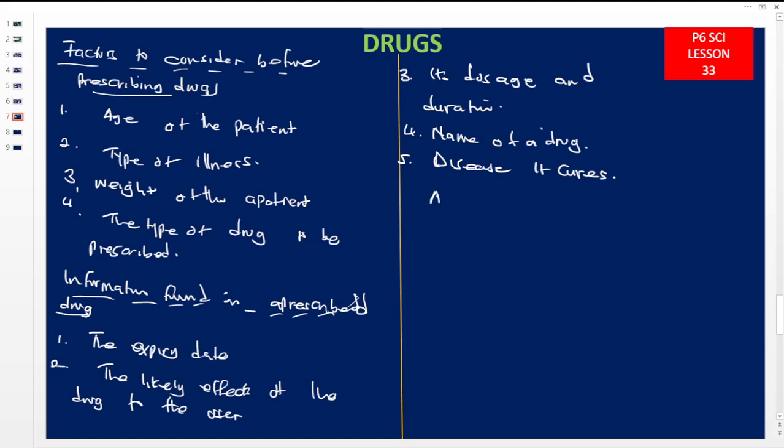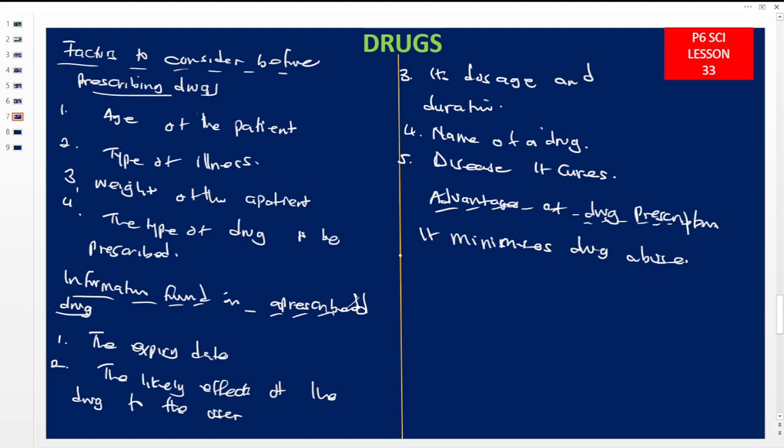Then let us see the advantages of drug prescription, or the good things of prescribing drugs. It minimizes drug abuse. It avoids overdosage. It prevents underdosage. And also it enables the patient to know the correct dosage.